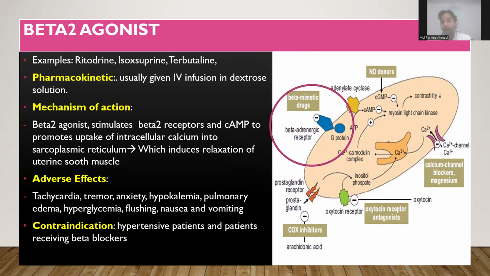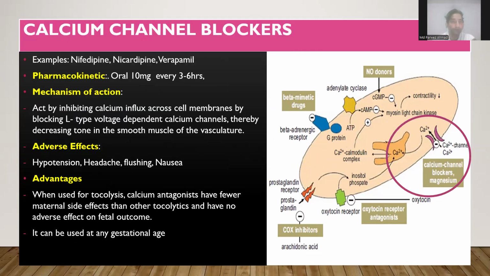Now the side effects, the adverse effects. We know that they are sympathomimetic drugs. We have seen all the sympathetic activity like tachycardia, tremor, anxiety, palpitation, all the side effects in this particular type of patients. Now the contraindication: these drugs are not given in hypertensive patients, and those patients who are already receiving beta blockers. Now we move to the next one.